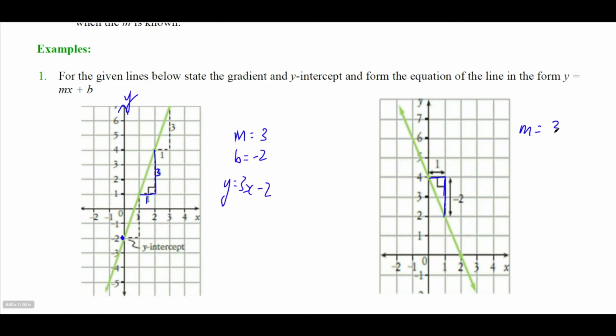So 2 divided by 1, right? Because the run is 1, yeah? And then you have to determine if it's positive or negative. Because the line's going down, it's a negative. So you put a minus in the front. So it's equal to minus 2.